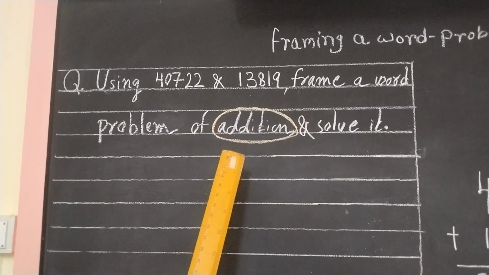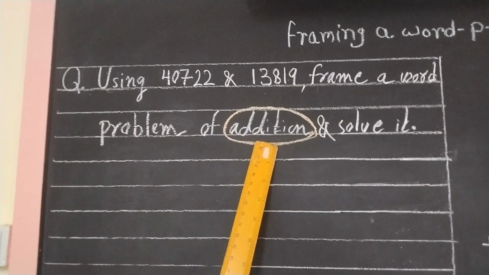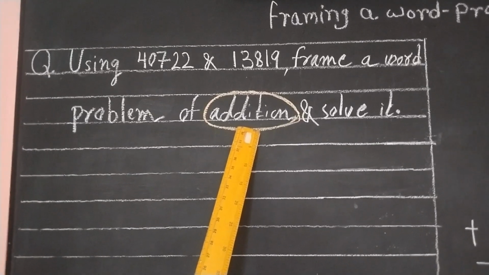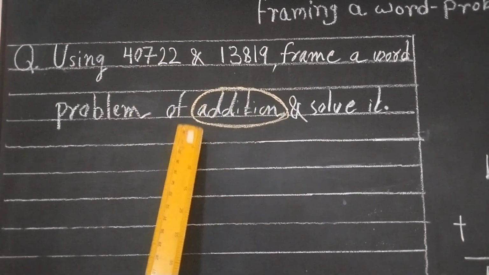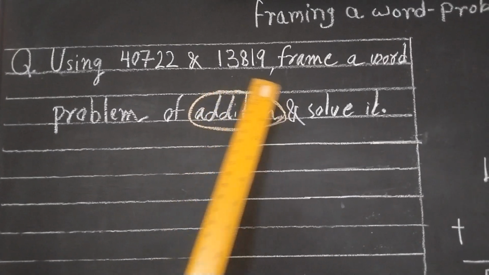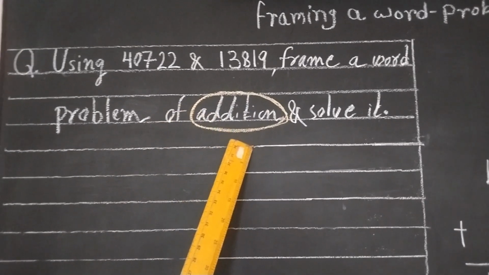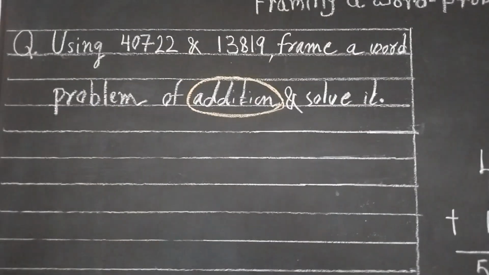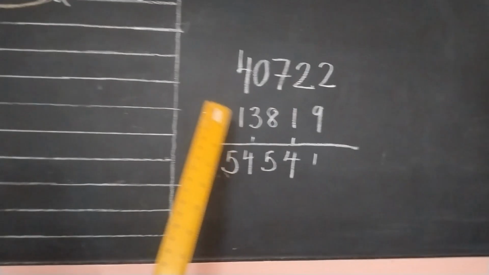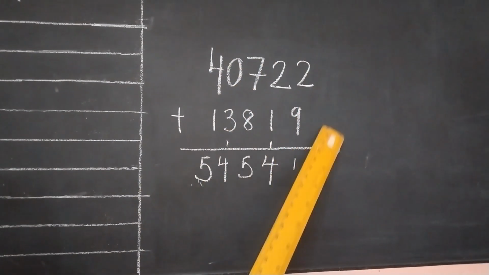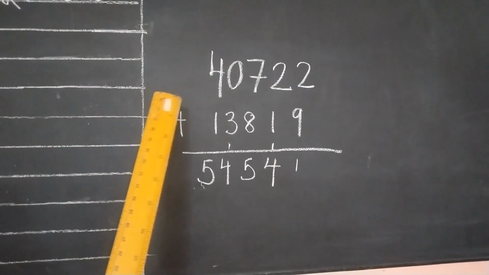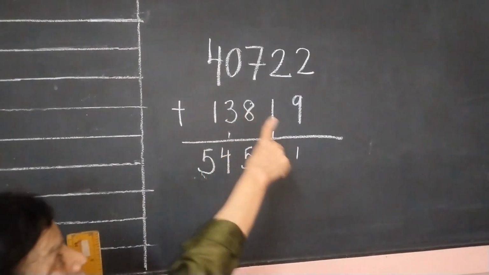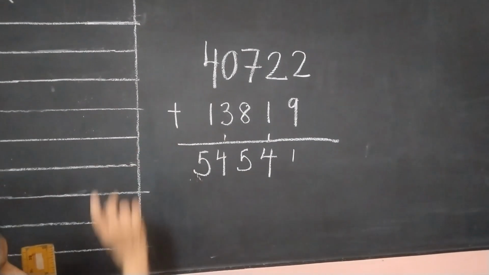Here Nani, the important word is addition, and you have to know that there are two parts in the question given. One part says that we have to form a word problem, and the second part says solve. So Rani, we will first solve the given sum. Means we are going to deal with the second part first. So this is how we have solved, showing the addition.